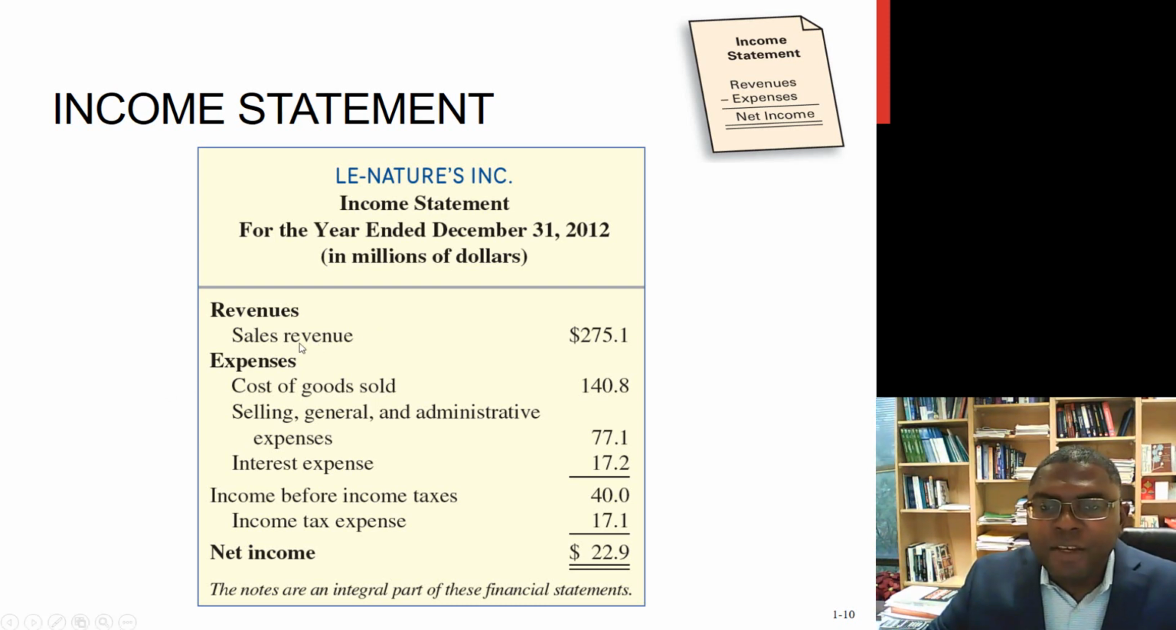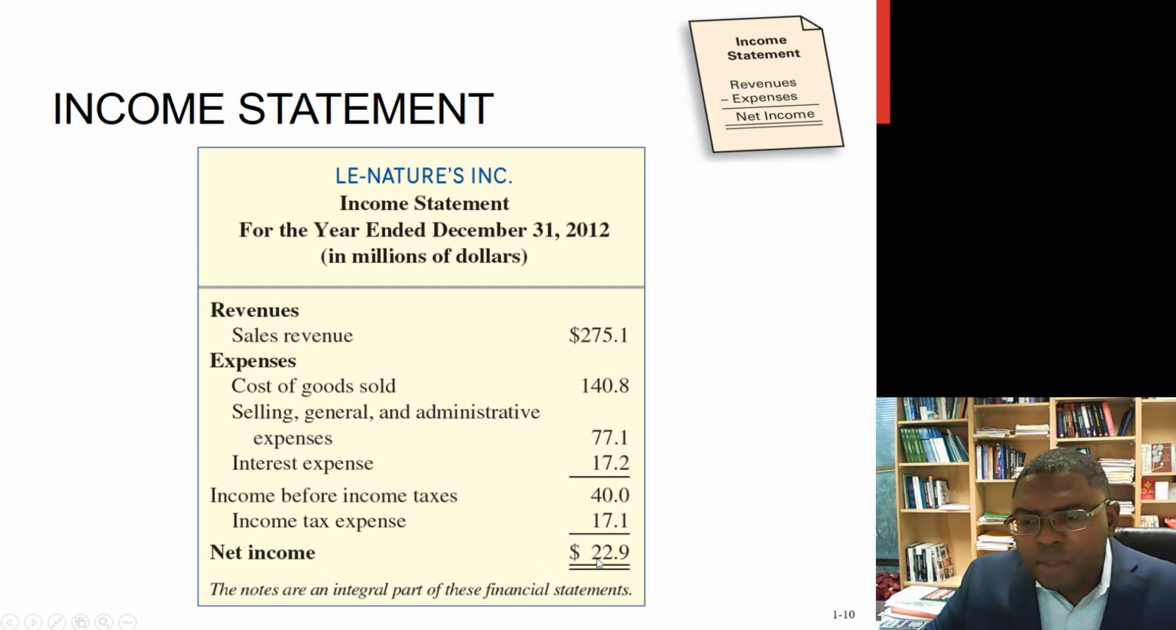So we have the revenue. For this company, revenue is generated from sales, so we have sales revenue. Then we have expenses: cost of goods sold, selling, general, and administrative expenses, and interest expenses. When we take the revenue and subtract all these expenses, we end up with income before taxes. Then we subtract the income tax expense, and we end up with the net income.